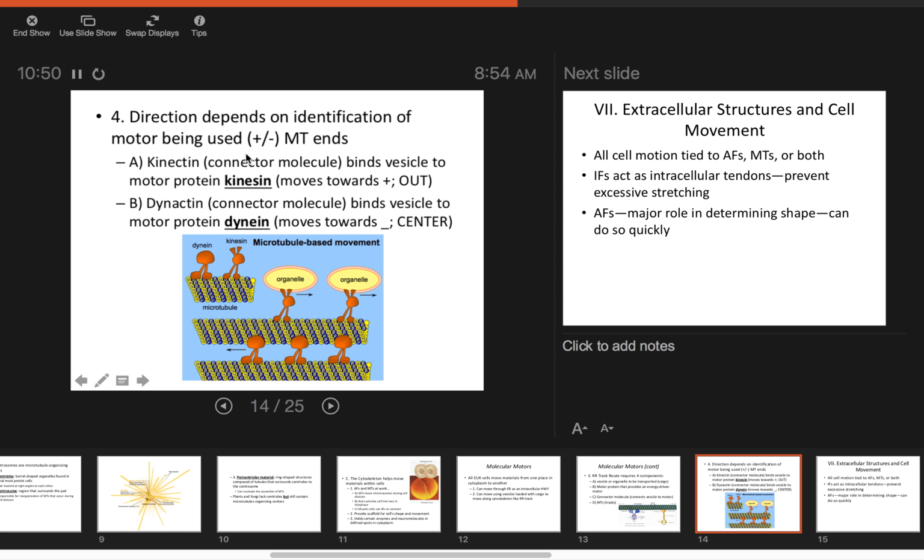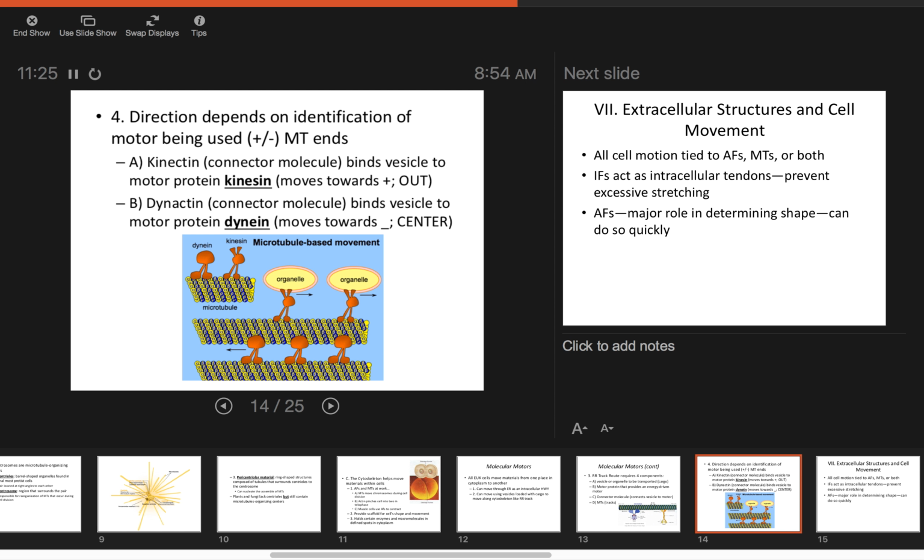So the direction depends on the motor being used as it's traveling down the positive or negative end of the microtubule. So there are two kinds of connector molecules, okay? You have kinectin and dynactin. So these are the connector molecules, but the motor protein, well, kinectin connects the cargo to kinesin. With me so far? Okay, yeah, okay, dynactin, which is the connector, connects the cargo to the motor protein dynein.